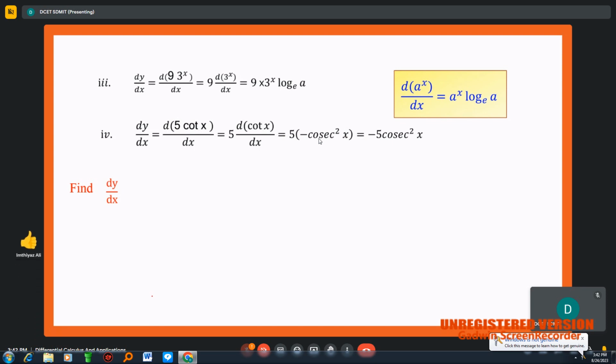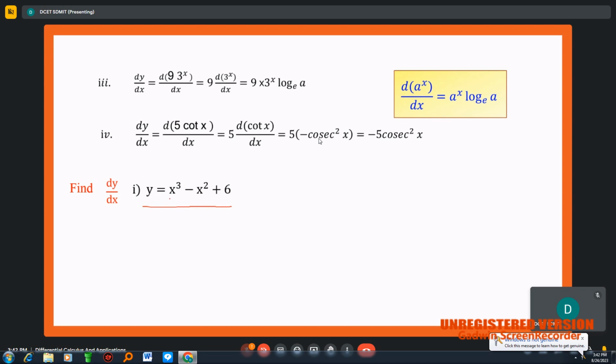Yes or no? Followed? Okay. Next one, find dy by dx given y is equal to x cube minus x square plus 6.